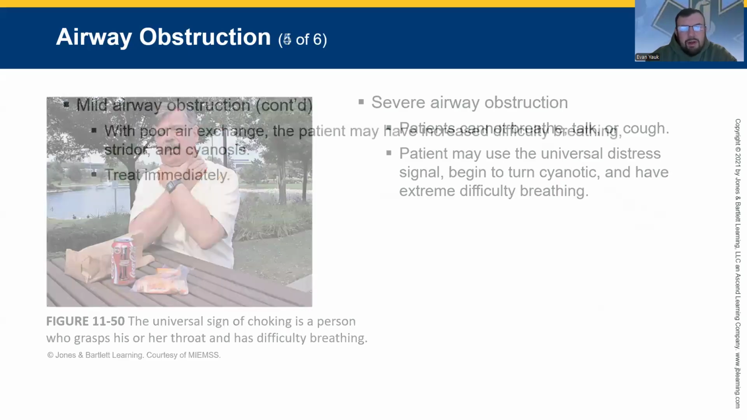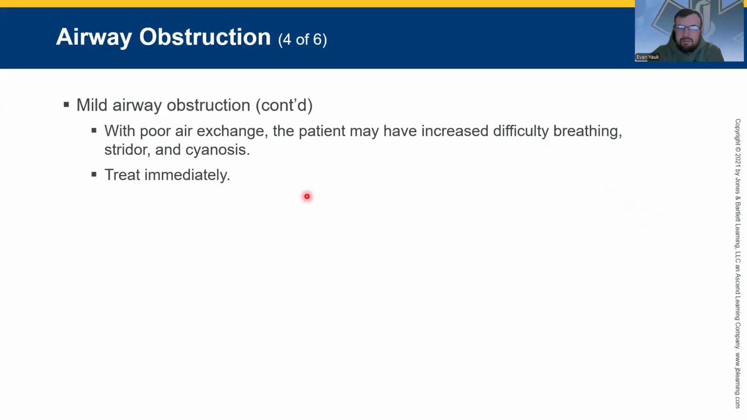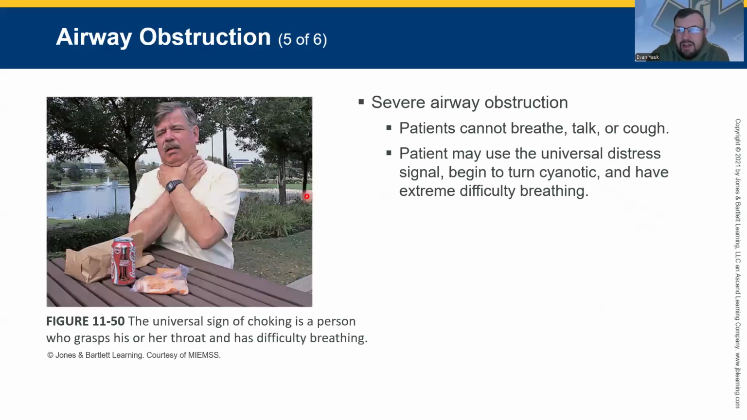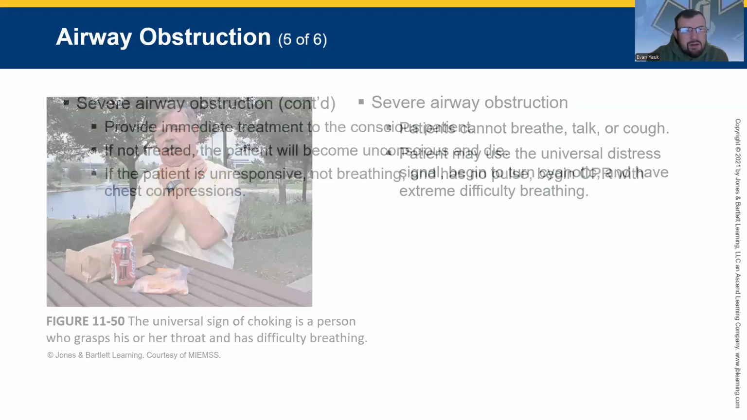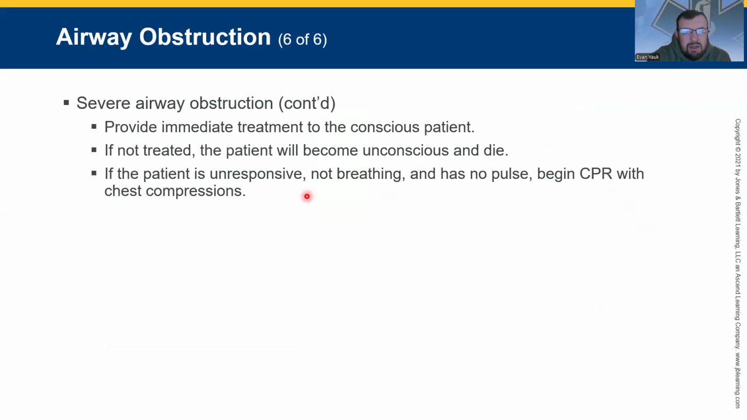If mild turns into severe, this is when patients cannot breathe, talk, or cough. The patient may use the universal distress signal, begin to turn cyanotic, and have extreme difficulty breathing. They are going to be in a full-blown panic at this point. This is where we can step in and provide immediate treatment to a conscious patient. If not treated, the patient will become unconscious and die. If the patient is unresponsive, not breathing, and has no pulse, begin CPR with chest compressions.